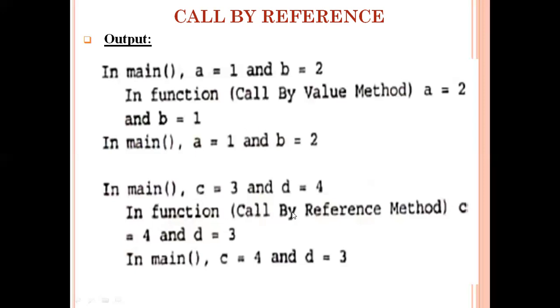Next, we have call by reference. Before calling this function, c is equal to 3, d is equal to 4 in the main function. In the called function, that is the call by reference function, c value and d value have been swapped: c is equal to 4, d is equal to 3. Now we check in the main function whether the modification is reflected or not. Here in the main function also, the modification is reflected: c is equal to 4, d is equal to 3. So this is the difference between call by value and call by reference.